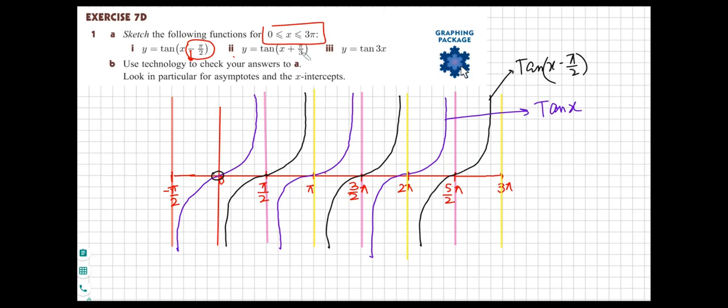It is tan x plus pi by 3, right? Pi by 3 means shift the graph of tan x to the left over pi by 3, 60 degrees, right? Similarly, what about this? This is tan 3x. This time we'll be scaling the graph, right?